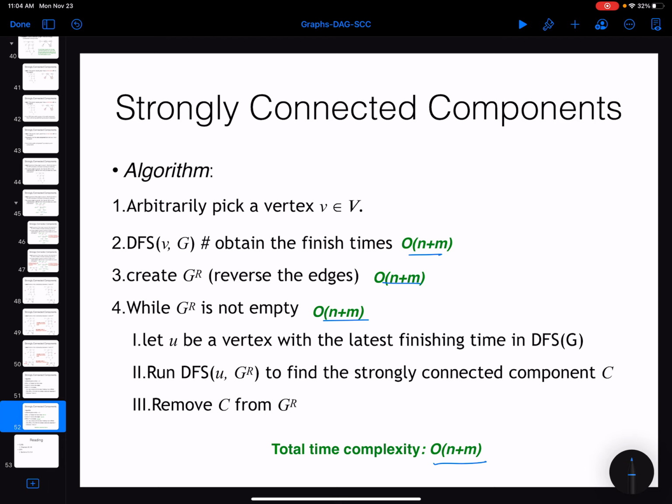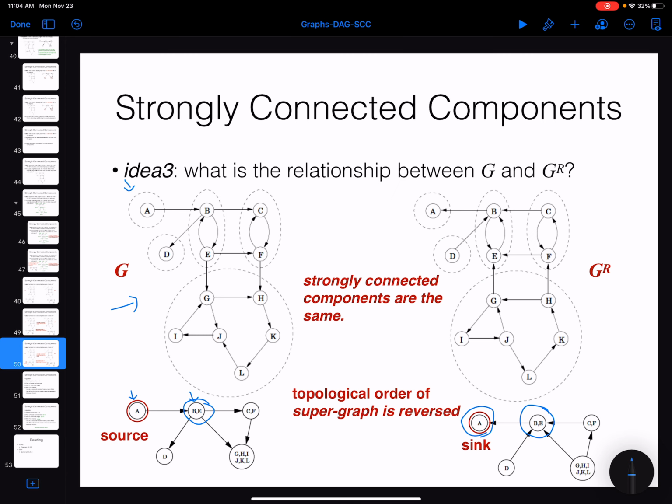So this is the algorithm for finding all strongly connected components. Try to run the algorithm over this example. Try to run the original DFS starting from different random nodes and see that those properties that we discussed hold. It doesn't matter which node you start the DFS from.